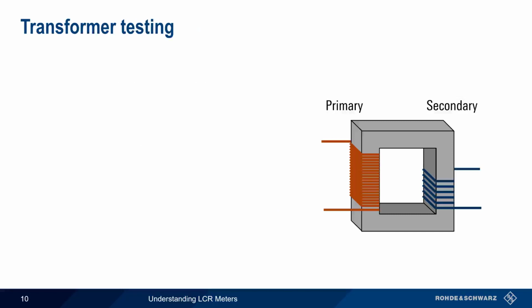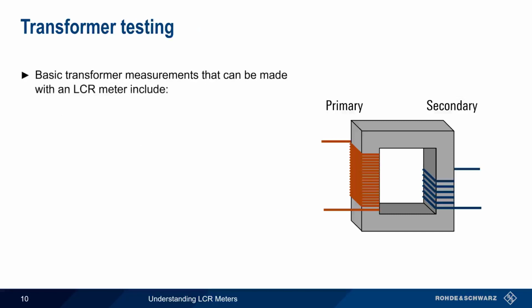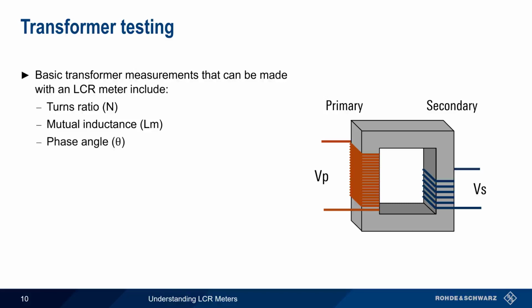We mentioned earlier that LCR meters can also be used to make various transformer measurements. These include the turns ratio, N, which can be calculated from the ratio of primary voltage to secondary voltage. Another measurement is mutual inductance, which is the change in voltage in one winding, or coil, in response to a change in current in the other coil.